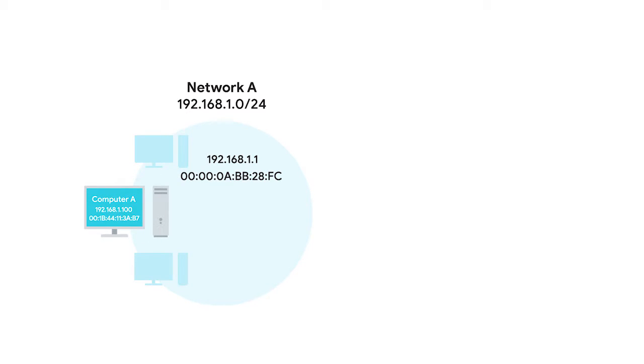Let's imagine a router connected to two networks. We'll call the first network Network A and give it an address space of 192.168.1.0/24.